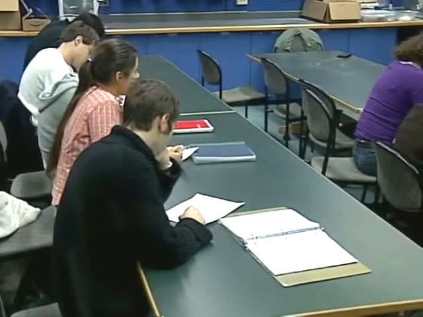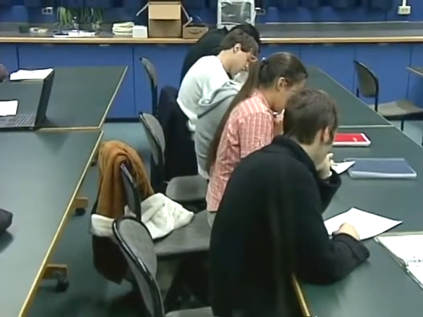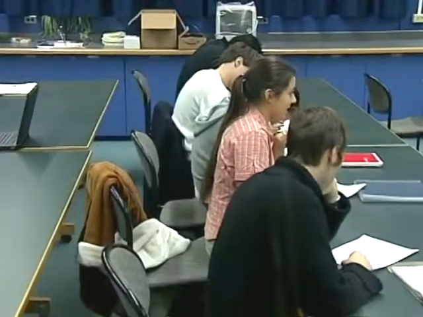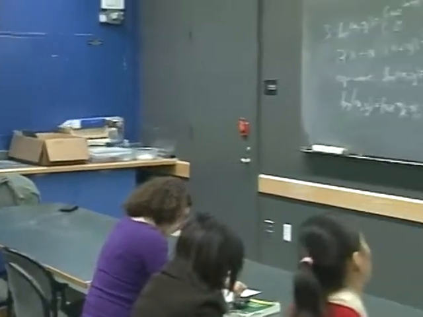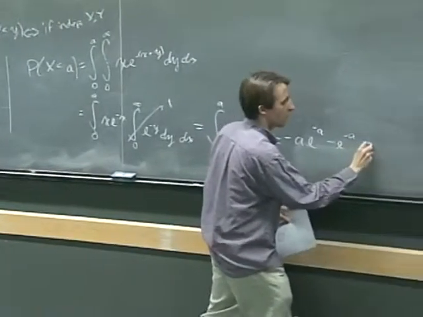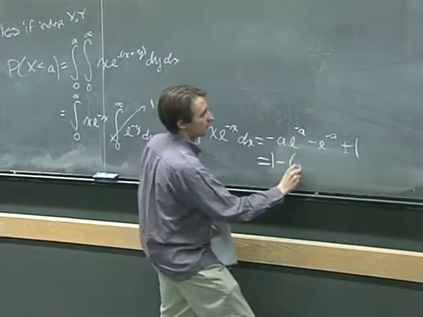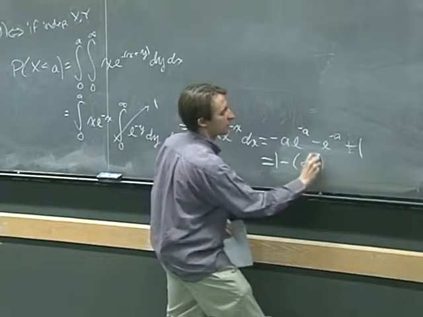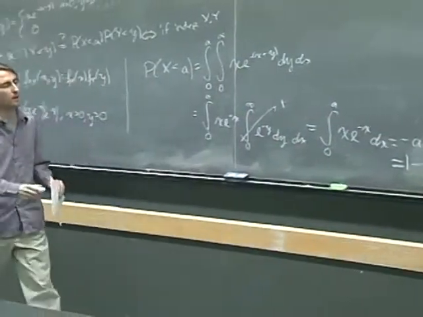Should be in terms of a, right? Is it going to be in terms of a? Definitely. Okay, I got negative a e to the negative a minus e to the negative a plus 1. Okay, one more time. Negative a times e to the negative a minus e to the negative a plus 1. Negative a plus 1. Okay. Good. That's right. I wrote it a little differently: 1 minus a plus 1 times e to the negative a. But they're the same.